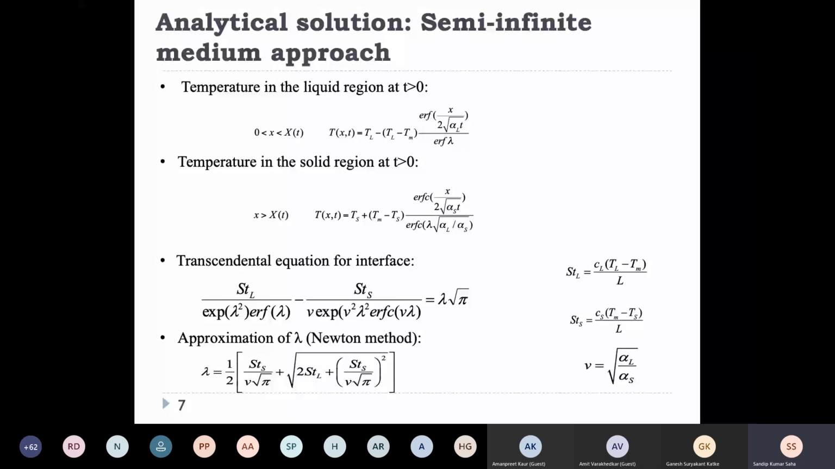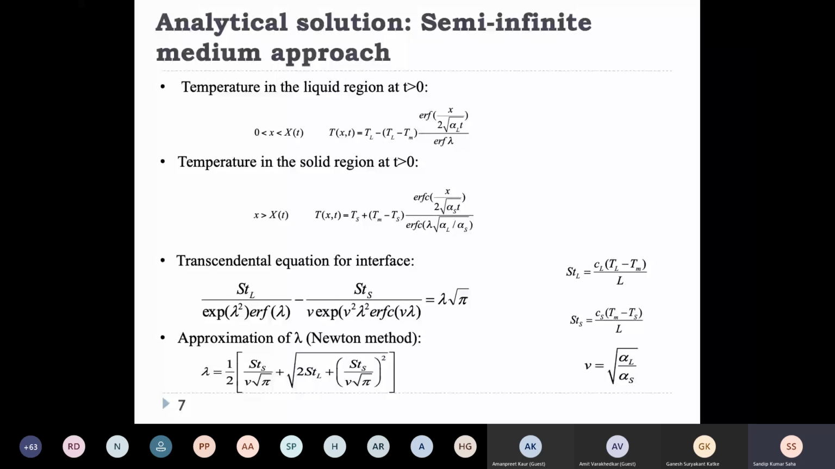But in earlier days when there were no computers, people used to approximate these solutions using some method like the Newton method, and they came up with an explicit form of melt front movement, which is given by this equation. Okay, so once you have these three equations, you can easily calculate the temperature distribution in the solid region, the temperature distribution in the liquid region, and the melt front movement.